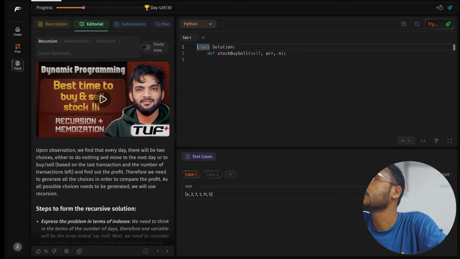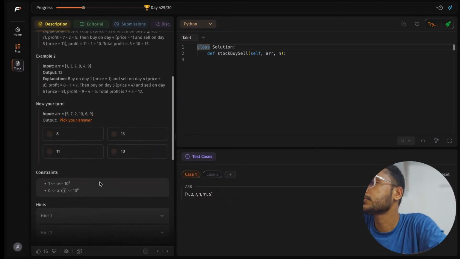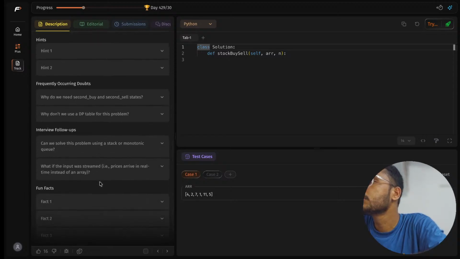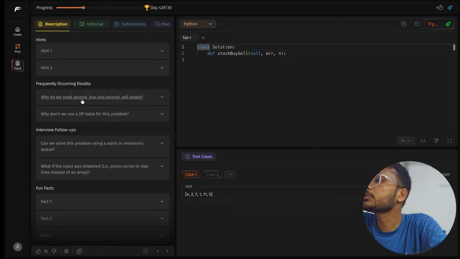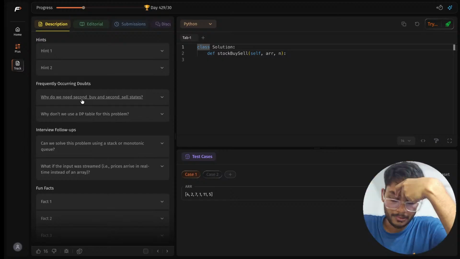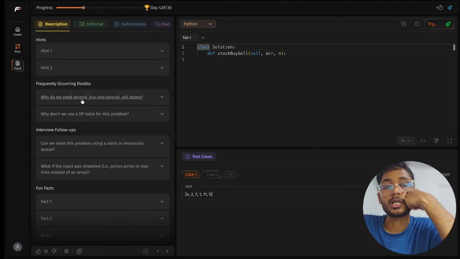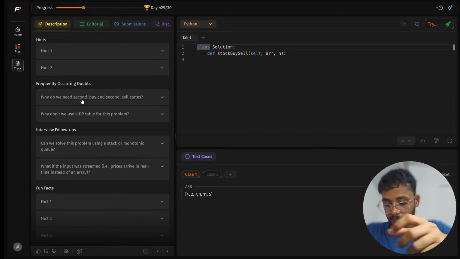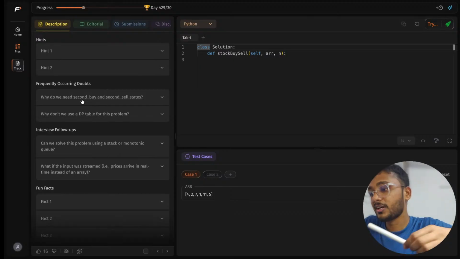Memoization, tabulation, or recursion. Okay. So here they are using a second buy and second sell state. Why do we need that? I will use two variables only, buy and sell, and accordingly I'll decide. Let me note down the logic for it.